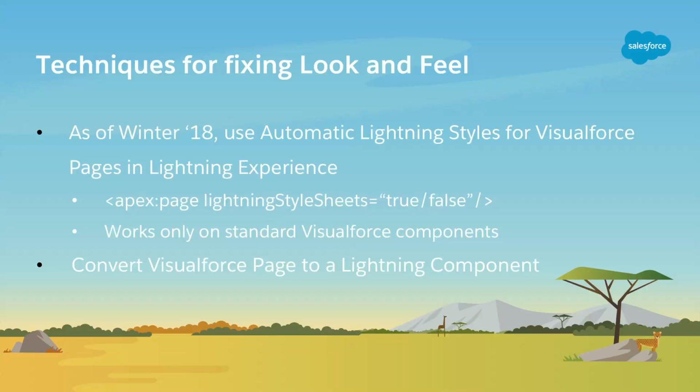I wanted to call out that it only works on Visualforce components, like apex components. If you've got divs or spans or unordered lists or anything like that in there, it's not going to style them at all. It's just going to style the apex namespace components. And then, obviously, another way to fix look and feel is to convert your page to a Lightning component. But again, that's non-trivial for very complex Visualforce pages. But you can, like I said earlier, take pieces of the page, convert them to Lightning components, and then you will get the styling that way too for those pieces.